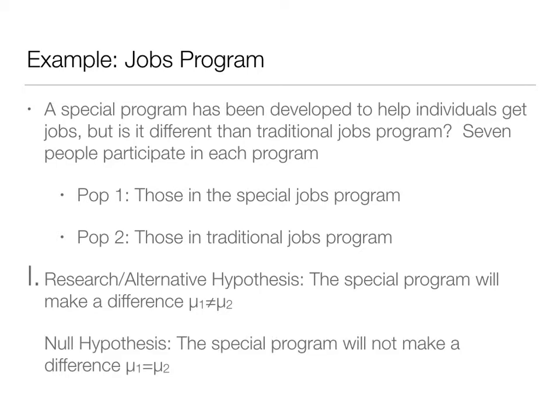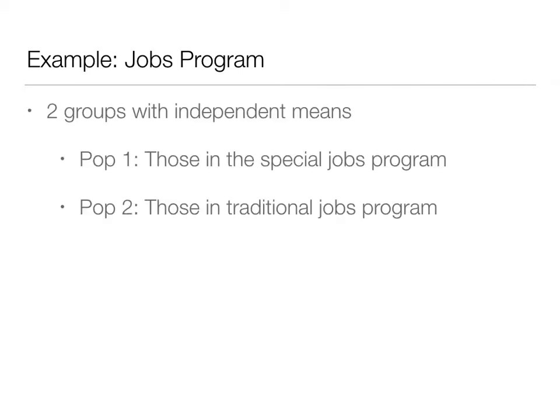Our null hypothesis is that the special jobs program will not make a difference compared to the traditional jobs program. So here we have mu1 is equal to mu2. So we have 2 groups with 2 independent means, and we're interested in making judgments and inferences about these 2 populations using our sample data.